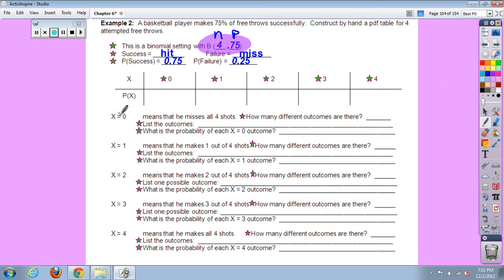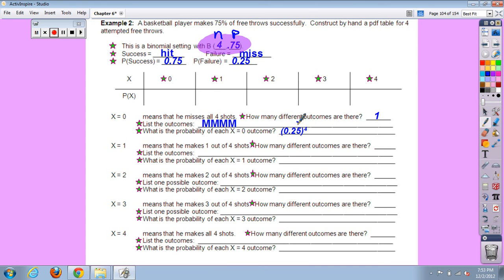So x equals 0 means he misses all 4 shots. So how many different ways are there of missing all 4 shots? Well, there's only one way that's going to happen, and that's if he misses all of them. So I'm going to use H for hit and M for miss. So the only outcome would be he missed, he missed, he missed, he missed. So what is the probability that he misses 4 shots in a row? Well, each miss is 25%, so basically it's 25% to the 4th power.